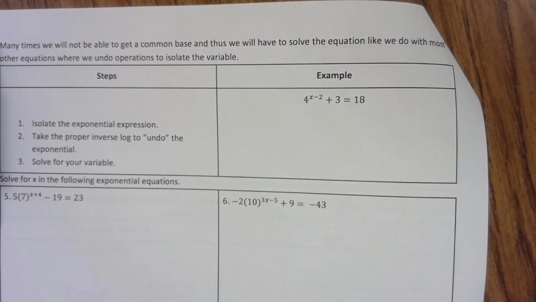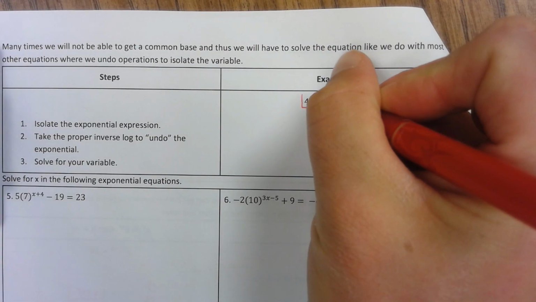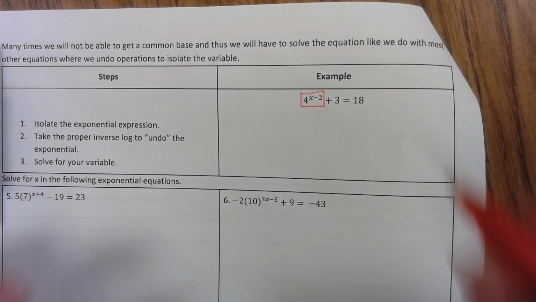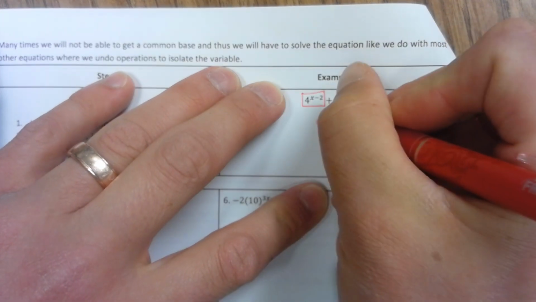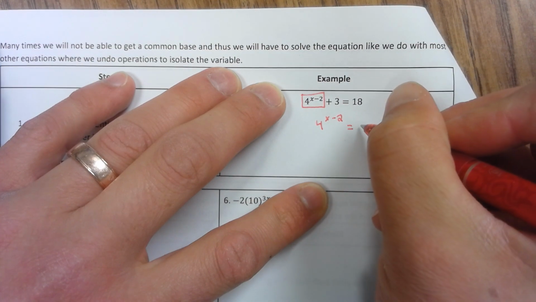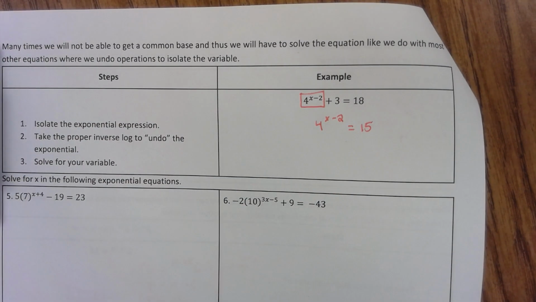So what do I mean by that? Well, the exponential expression is the term that has the base and the exponent itself. So I need to get that by itself before I do anything else. So I'm going to subtract 3 from both sides. So that's 4 to the power of x minus 2, and it equals 15. Well, this is the point where I might be able to say, hey, can I rewrite 15 as a base of 4 or both sides as a different base? In this case, we can't, right? They're their own bases. So I'm like, okay, I can't get a common base.